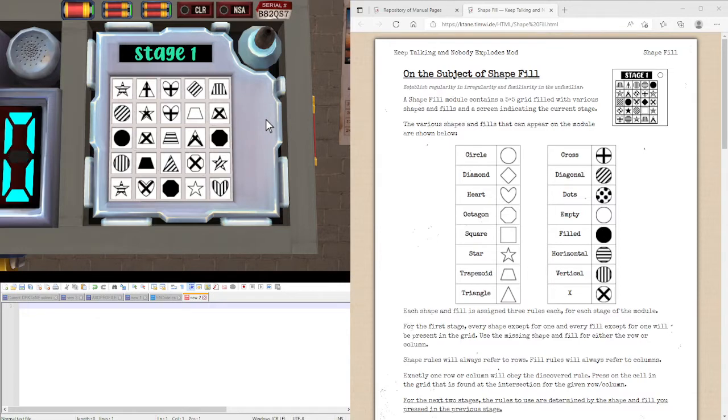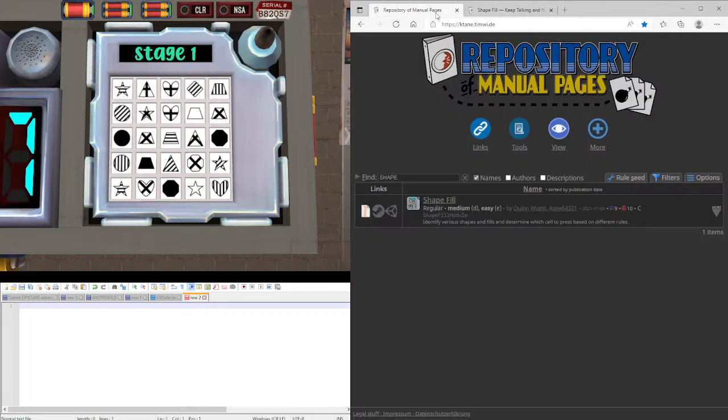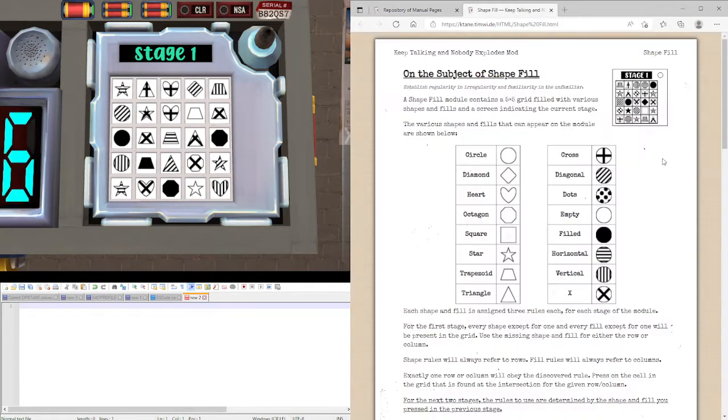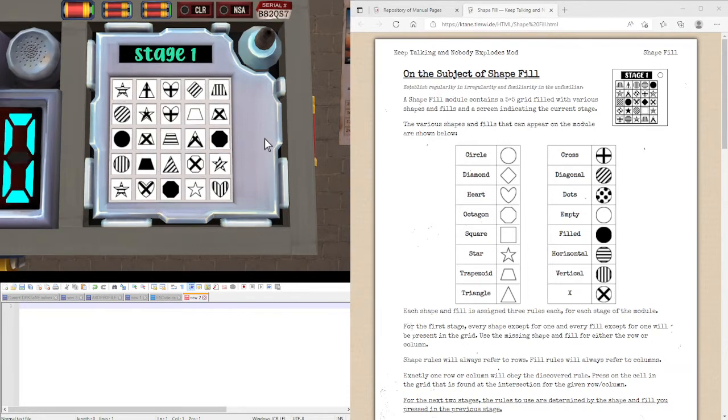Hey guys, Actor here. Today we'll be looking at the module Shape Fill by Quinn West and Azu. The aim of this module is you're trying to find the intersection between the one valid row and the one valid column in the grid. For the first stage, it works slightly different to a subsequent stage. There'll be one shape and one fill missing from the grid on the first stage. This will not be the case for the second and third stages. I'll get onto that when we get to it. So let's see if we can find what is missing.